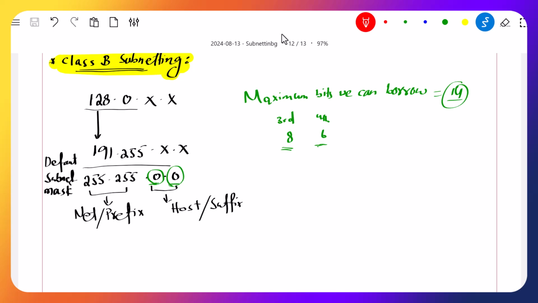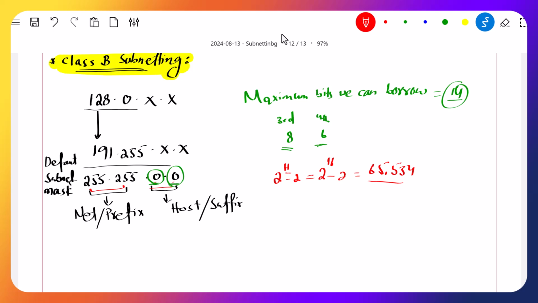By default, in class B, as I mentioned before, these two octets belong to the network prefix, and these two octets belong to the host. So by default, in each network of class B, how many hosts do we have? Let's find 2 power h minus 2. So 2 power 16 minus 2 is equal to 65,534. This is the total number of hosts per network.